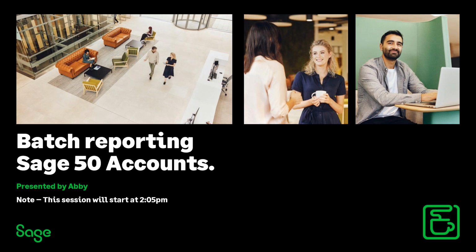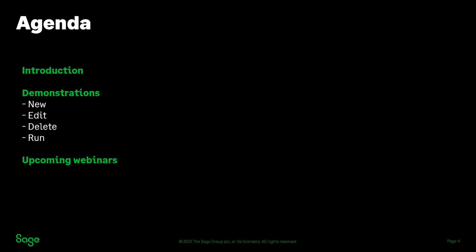Okay, what we'll do now is we'll get started with the session. So if you just joined us, we're going to be covering the batch reporting option within the Sage 50 Accounts software. What we're going to be looking at on this session is we're going to start by introducing the batch reporting option, which leads into the demonstration on how to create new batch reports, edit or delete existing ones, and then how to run batch reports as well. I will then come back and summarise the session by discussing upcoming webinars in the next couple of weeks.